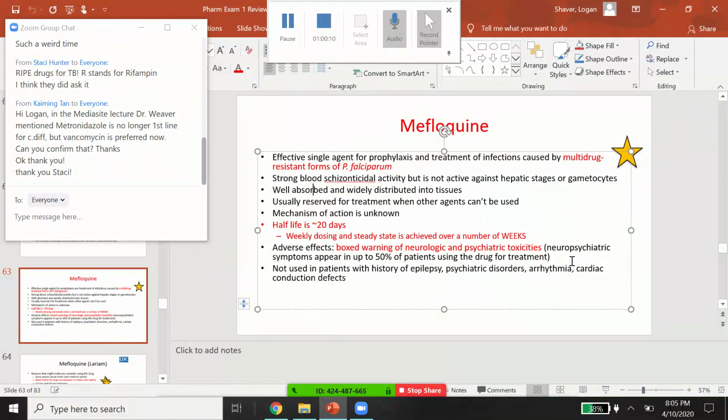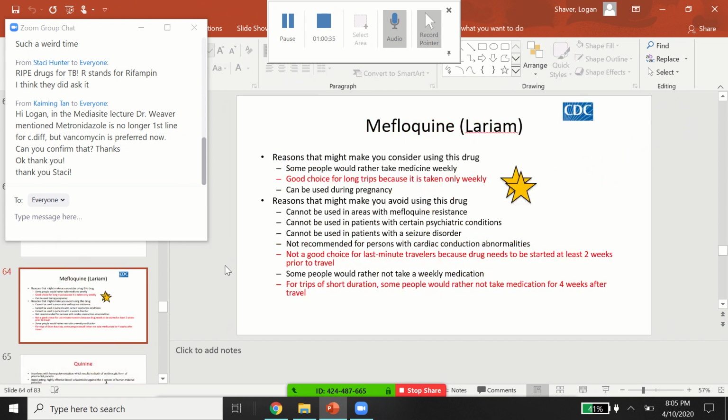So possibly they could have somebody that came back from some sort of missionary trip in Africa or something like that, and they have these neurologic and psychiatric toxicities. What drug did they take, or something like that, right? Of course, they wouldn't say neurologic and psychiatric toxicities. They would just give you symptoms that are associated with that, and you'd have to come up in your mind and say, okay, mefloquine. All right, so this is going to be a good choice for long trips because it's taken only weekly. So this is the only one so far that we've talked about with long trips.